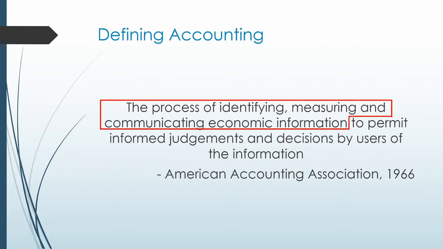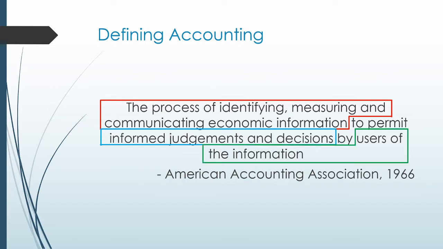The what is answered by the first part of the definition. It is the process of identifying, measuring, and communicating economic information. The why question is then answered in the middle. Accounting allows us to make informed judgments and decisions. Finally, the for whom is answered at the end. It is for the users of that information. As we will see in our next slide, different users need to make different decisions, and the information needs are different based on the decisions they are trying to make.